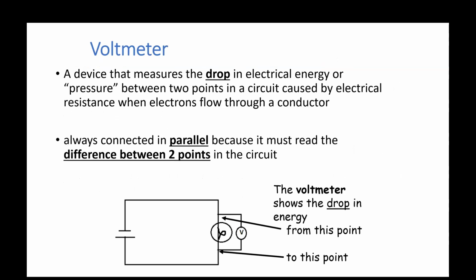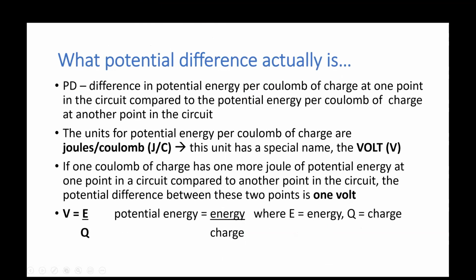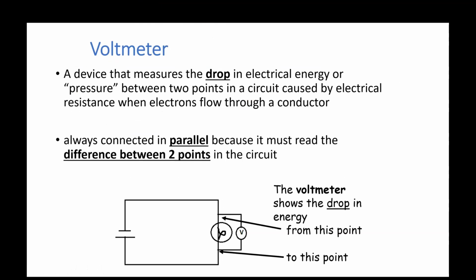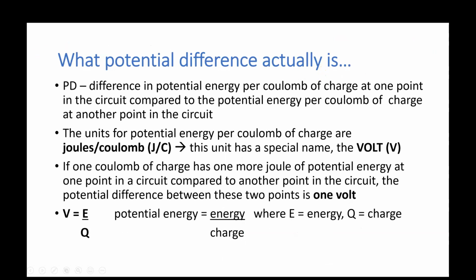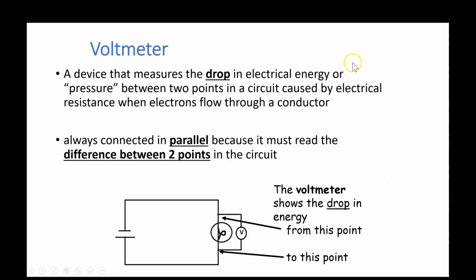Okay, so when we are measuring potential difference or voltage, we use what is known as a voltmeter. Just like an ammeter is used to measure current, which is the flow of electrons, so that we can figure out this whole area of charge. A voltmeter is used to measure the drop in electrical energy or pressure between 2 points in a circuit caused by electrical resistance when electrons flow through a conductor.